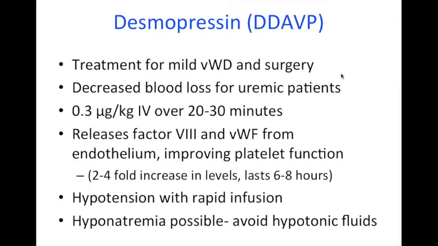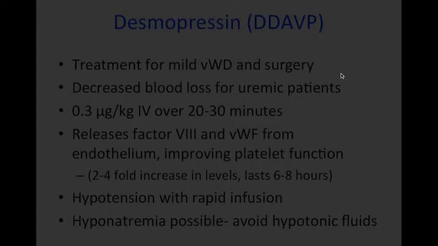One is DDAVP, Desmopressin. It's used to treat mild von Willebrand disease in patients having elective surgery. It has also been shown to decrease blood loss in patients who are uremic, so who have BUN levels above, say, 40 to 50. The dose we use is 0.3 micrograms per kilogram IV, given over about 20 to 30 minutes.